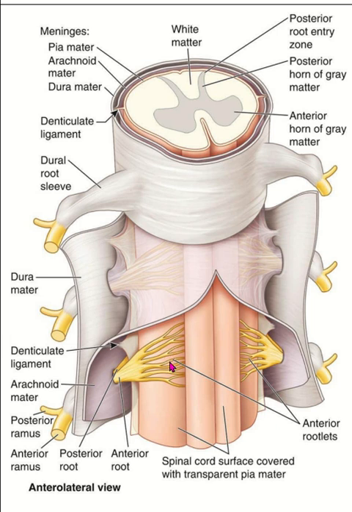This is the ventral root, this is the dorsal root, this is the dorsal root ganglion. This is the trunk of the spinal nerve. It divides into two large branches. In front, the anterior ramus, and posteriorly, the posterior ramus. So this is all about this figure.